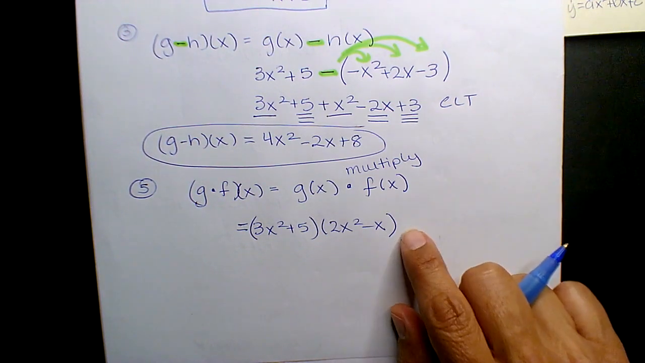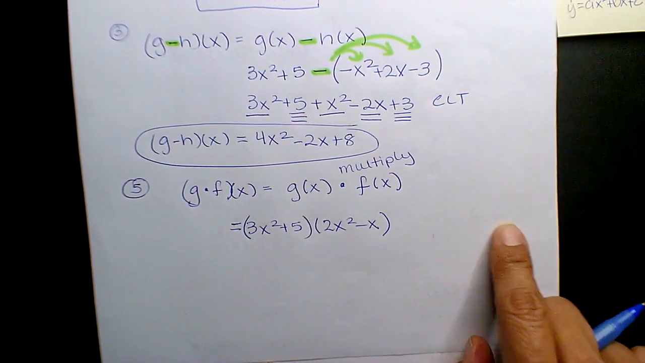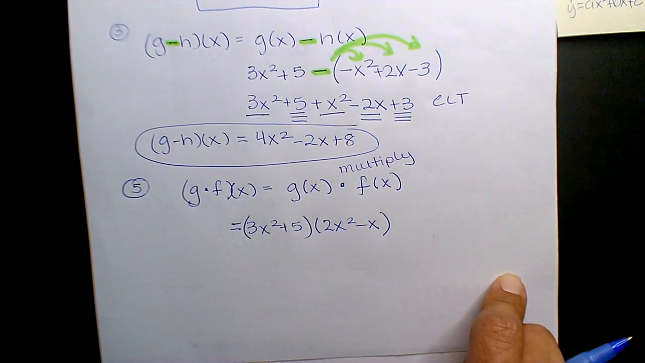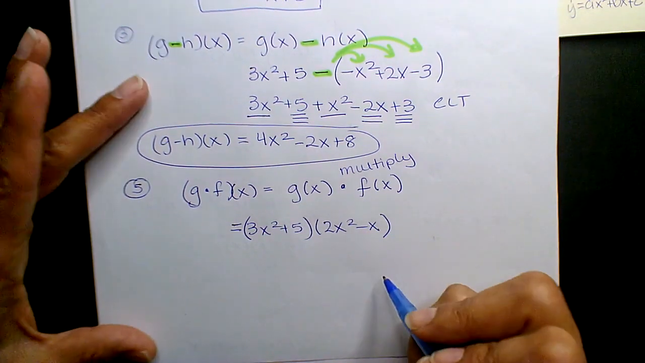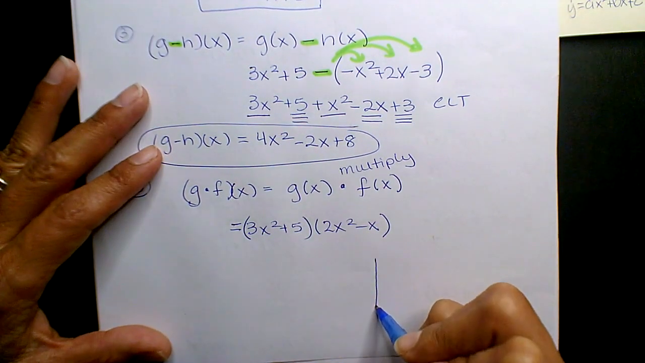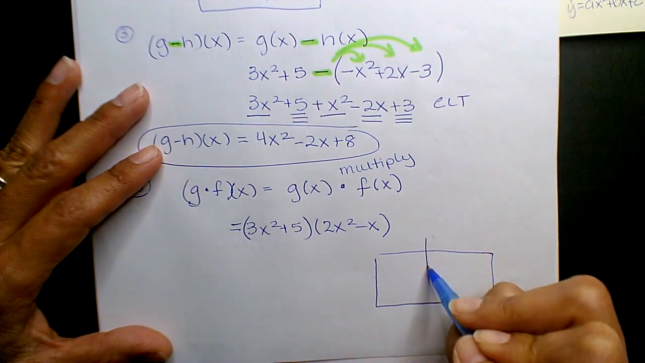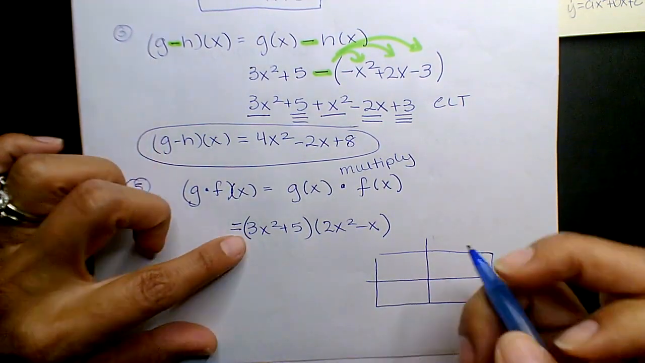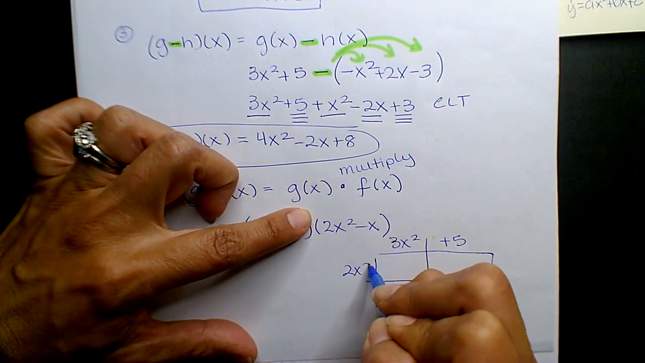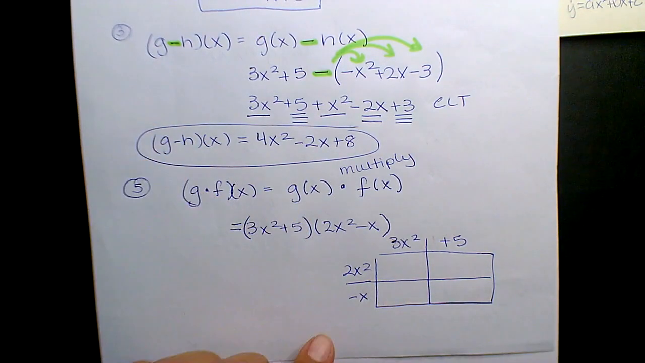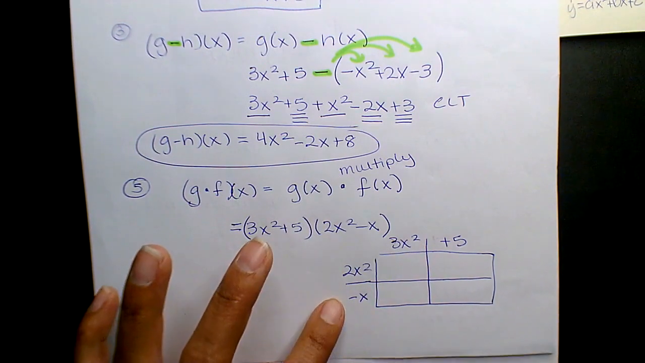Okay, are you guys okay with the arrows, or do some of you need the little box method? Box? Yeah. Okay, so I'll do both. Let me do the box, and then I'll fill out. If you don't like the box, then that's super. So 3x squared plus 5, 2x squared minus x. Just make sure you copied it right.